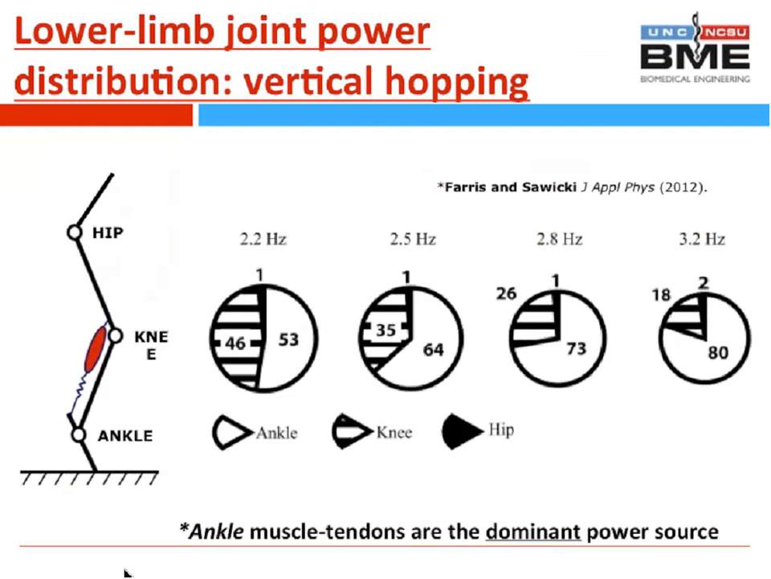So for example, on the left, you see a pie chart at 2.2 hertz. It has three pieces of pie: ankle in white, knee in the horizontal lines, hip in solid black. And what you can see is if you break down the power production across the lower limb, the ankle is the dominant power source, with knee coming in a close second at low frequencies. And as you increase frequency, the task really becomes dominated by the ankle joint. Next slide.